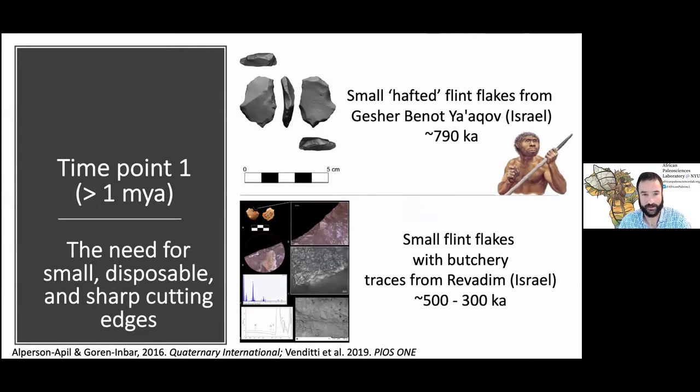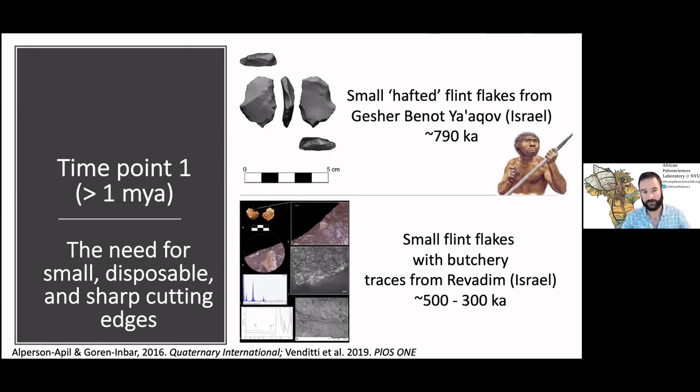The second is that we find, sometime between a million and, a little bit later, 500,000 years ago, people starting to actually haft these small stone tools at sites in Israel. People have argued that they could be evidence of either holding them in hands or attaching them to handles like you see in this image here. There's also pretty clear micro wear, tiny wear patterns on the edges of these tools, which suggests that they were used for butchery at some point in the past.